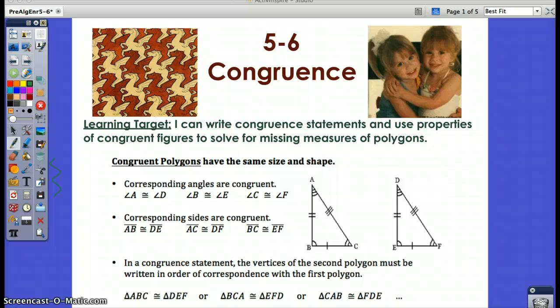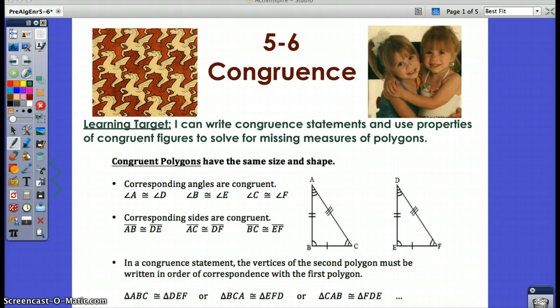So we started this chapter with the basic geometric terms and vocabulary. We moved into triangles and quadrilaterals and other polygons as well. Let's continue that discussion and talk about how polygons can be congruent and what that means, and how that can help us to solve for missing values. We're going to write congruent statements today, and we're also going to use properties of congruent figures to solve for missing measures of polygons. Copy down that target, and then we'll get started.